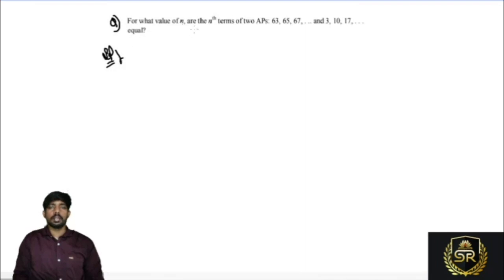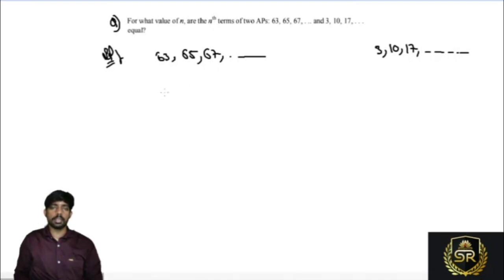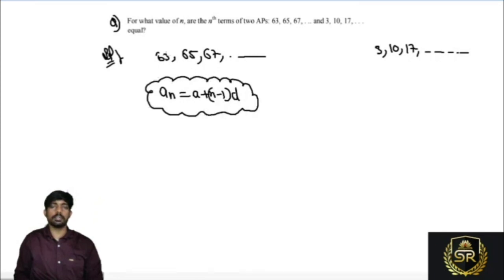The question asks: for what value of n are the nth terms of two APs equal? So here the first AP is 63, 65, 67, and so on, and the other AP is 3, 10, 17, and so on. It is asking about the nth term, both nth terms being equal. So what is the nth term formula? The nth term is a plus (n minus 1) into d.